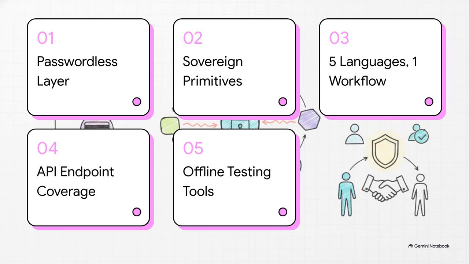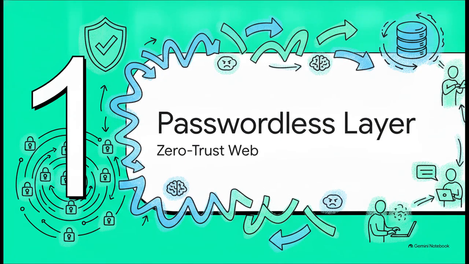Here is our architectural blueprint for today's deep dive. First up, we'll cover the passwordless identity layer. Then, we'll be unpacking sovereign identity primitives. Third is 5 languages, 1 workflow. Fourth, we'll look at complete API endpoint coverage. And finally, we'll wrap up with secure offline testing tools. All right, let's jump right into Section 1, the passwordless identity layer.